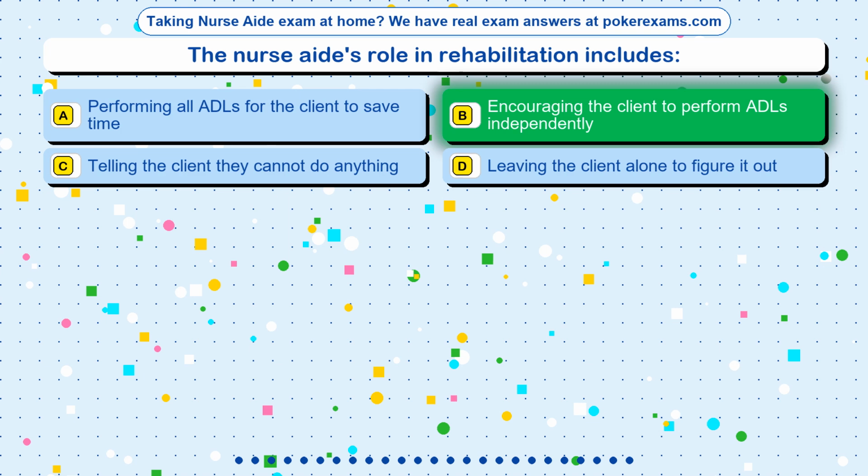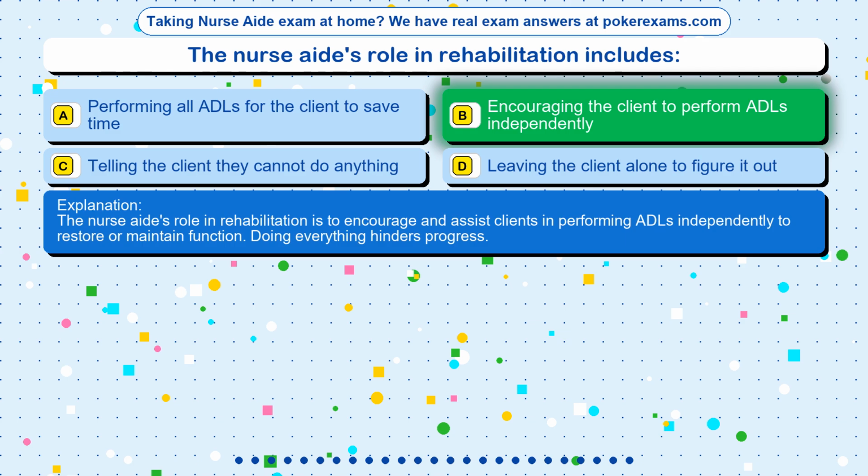The correct answer is option B, encouraging the client to perform ADLs independently. The nurse aide's role in rehabilitation is to encourage and assist clients in performing ADLs independently to restore or maintain function. Doing everything hinders progress.